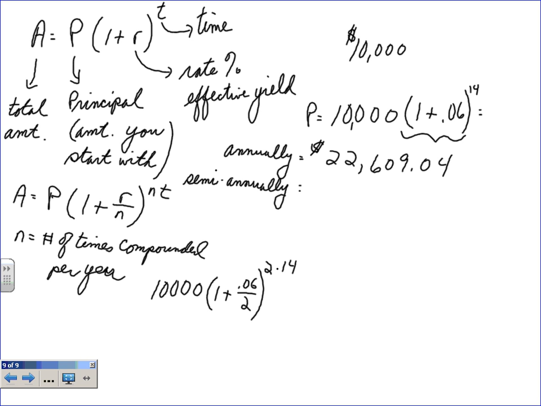So go into your calculator. 10 times 1 plus 0.06 divided by 2 raised. Now, if you're going to put 2 times 14 in your calculator, you need to put your exponent in parentheses. 2 times 14. Otherwise, it's going to square it and then multiply by 14. You're going to get all the wrong stuff. It's more.